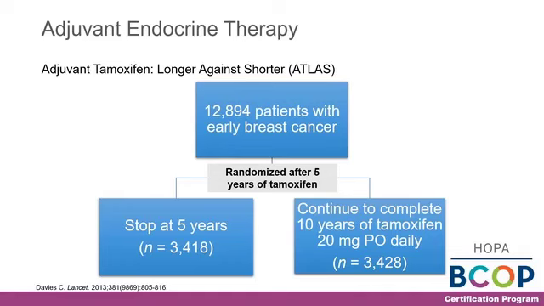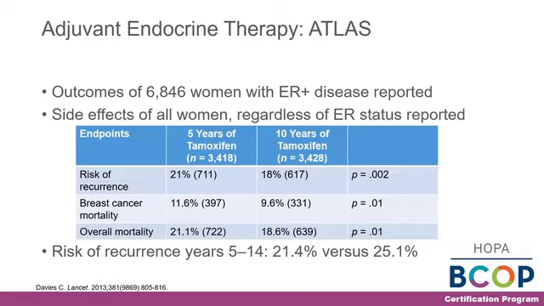And so one of the studies that looked at this was the ATLAS study, which included almost 13,000 patients with early stage breast cancer. And they were randomized after 5 years of tamoxifen to either stop tamoxifen and be done with therapy, or to continue to complete 10 years of tamoxifen daily.